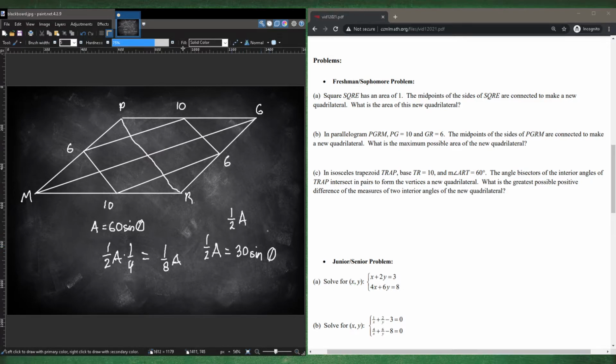So the highest value that sine could go to is 1 because it goes between -1 and 1. So the highest value is 1. So 30 times 1 is 30. And that's your answer for B.